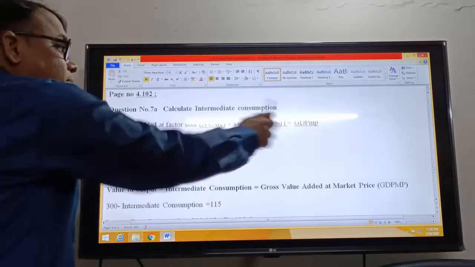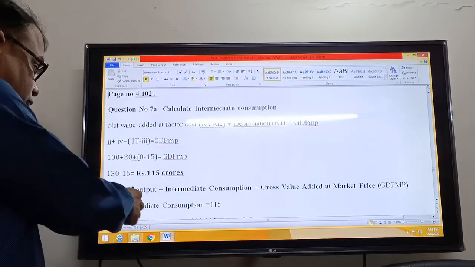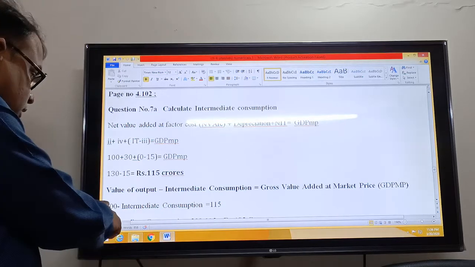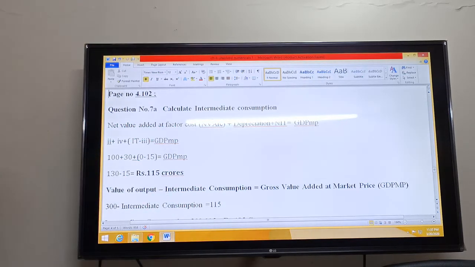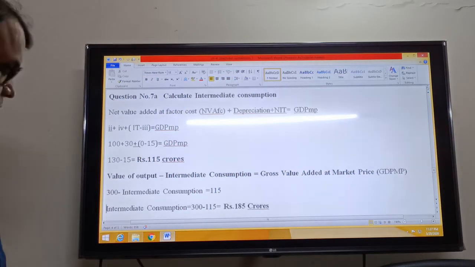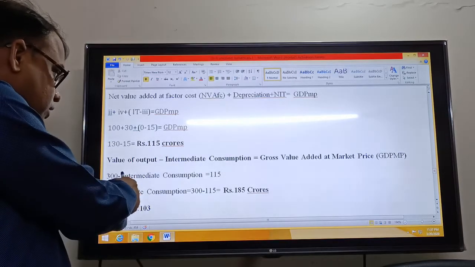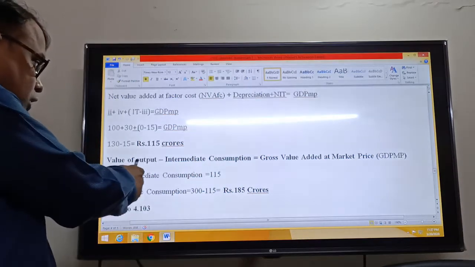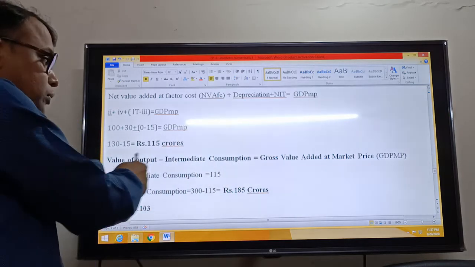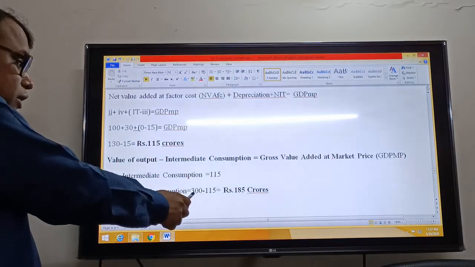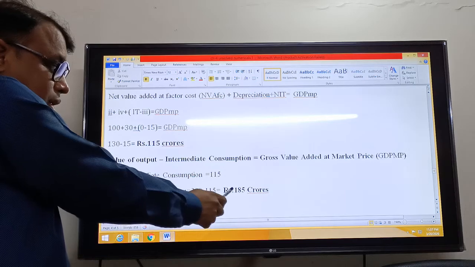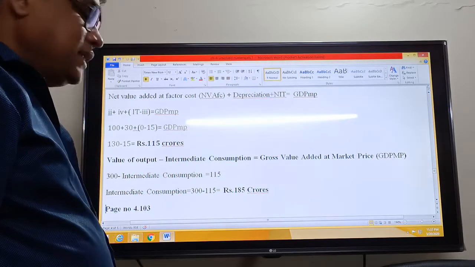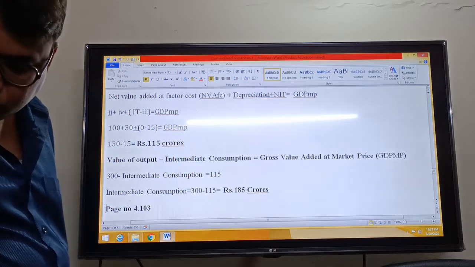So this 115 crore is GDPMP, but we need IC, and we know that value of output minus IC is equal to GDPMP. GDPMP is already found, so 300 value of output is given, minus IC is equal to 115. See, IC is equal to 300 minus 115, that is rupees 185 crore. This is your final answer. Value of output minus IC is equal to GDPMP, or we can say value of output minus GDPMP is equal to IC. This is value of output, this is your GDPMP, and 185 rupees crore is the final answer, that is your intermediate consumption. This is a simple, easy question. Do the next one.